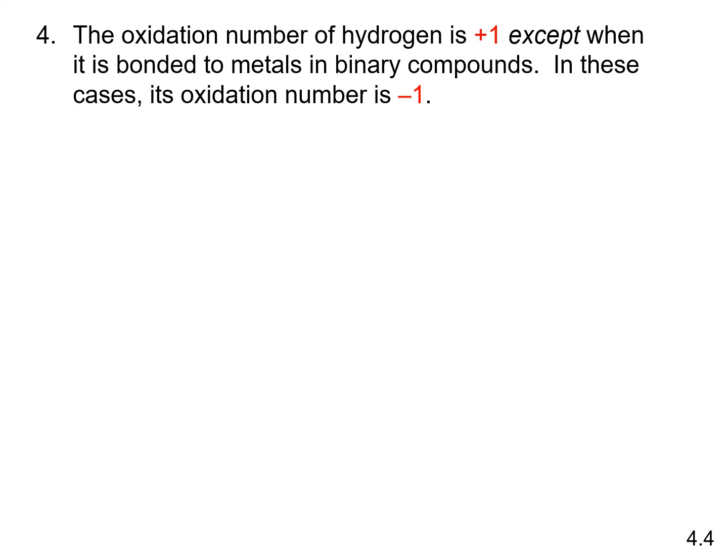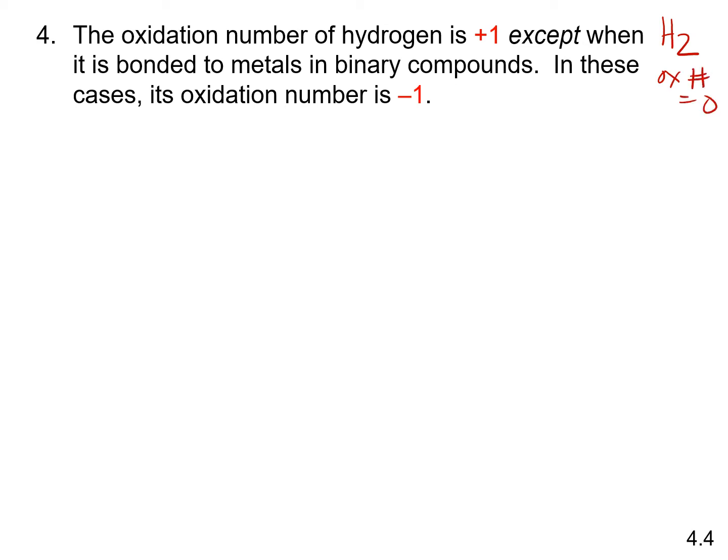Let's go to the next one, rule number 4. This pertains to hydrogen. Usually, the oxidation number of hydrogen is +1 when it's part of a compound. But there are a few exceptions. Of course, we have already discussed in rule number 1 that in H2, the natural form of hydrogen, the oxidation number is 0.